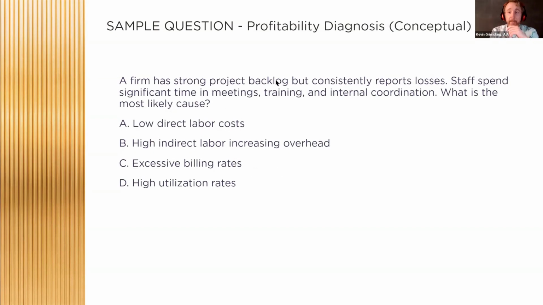You may look at a profitability diagnosis type of question, and it could not have any new numbers at all. So, a firm with a strong project backlog is reporting losses. The staff spends significant time in meetings, trainings, internal coordination. What is the most likely cause? The most likely cause is going to be your indirect labor increasing your overhead. It's because your team is not spending enough time on direct project work.